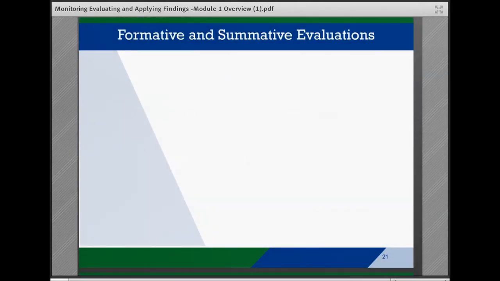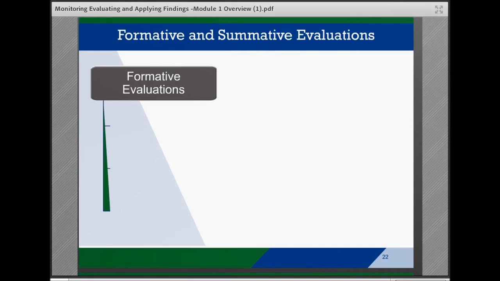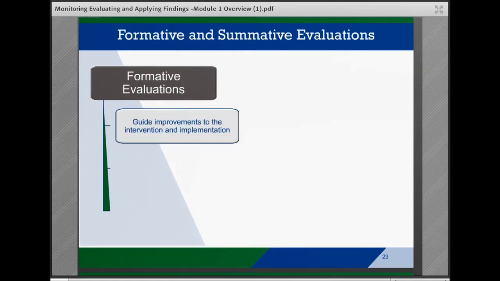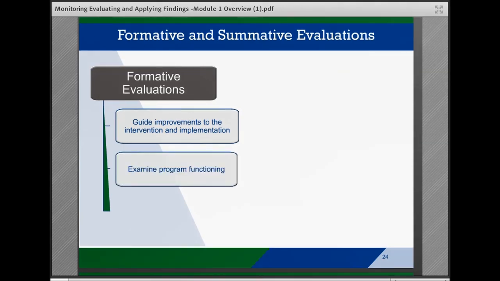The Monitoring, Evaluating, and Applying Findings brief focuses on two key types of evaluation that are important when trying to gauge effectiveness. Formative evaluation helps teams collect and assess data and information that will guide decisions about improvements to the intervention or the implementation process. Look closely at program functioning. Is the program or intervention working the way it is intended to?